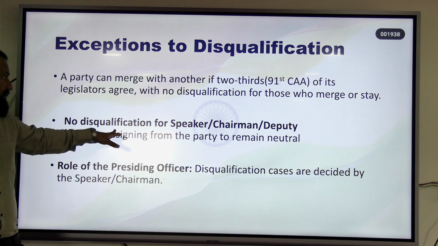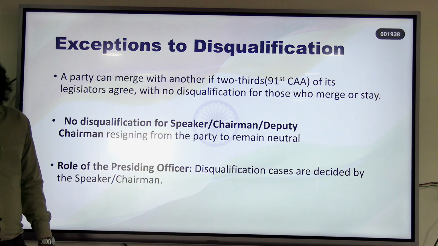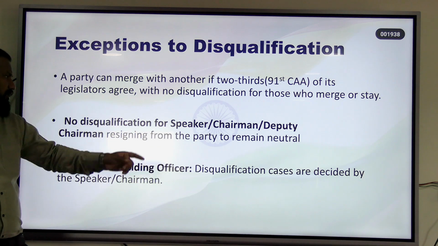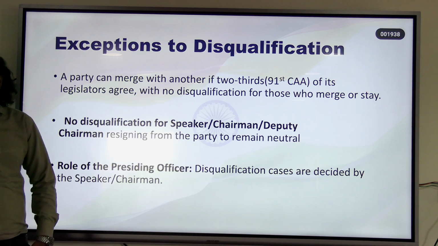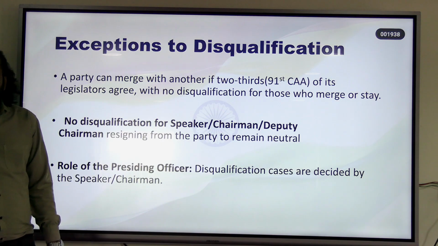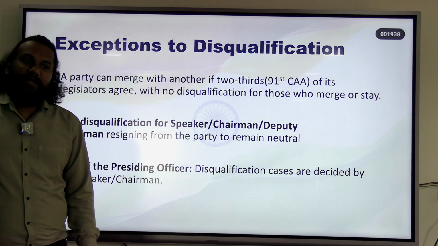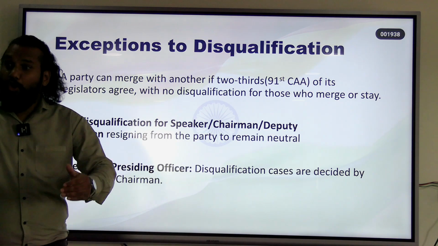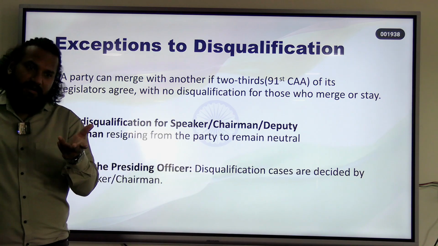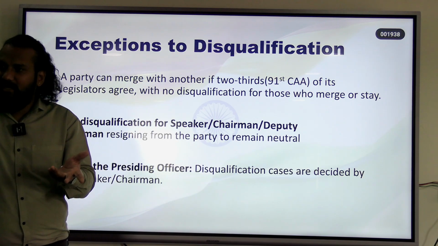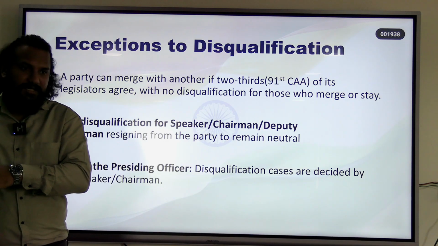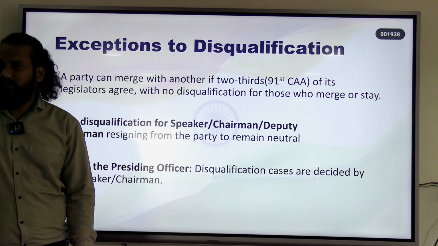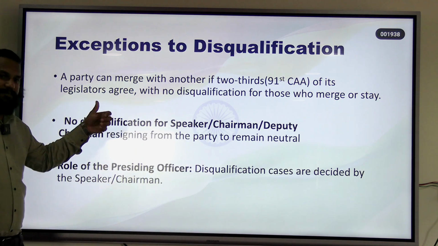What is the second exception? The presiding officer, chairman, speaker, deputy speaker, or deputy chairman. They will not be disqualified under the anti-defection law. For example, a ruling party member is elected as a speaker. After being elected as a speaker, if that person resigns from that party, then it will not be considered under the anti-defection law. So that is also an exception.